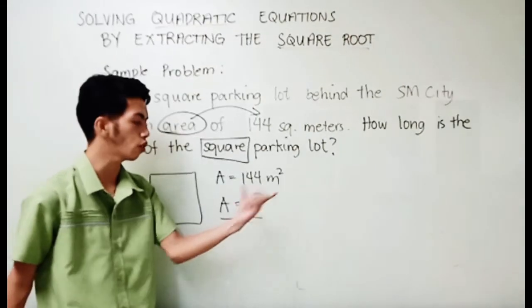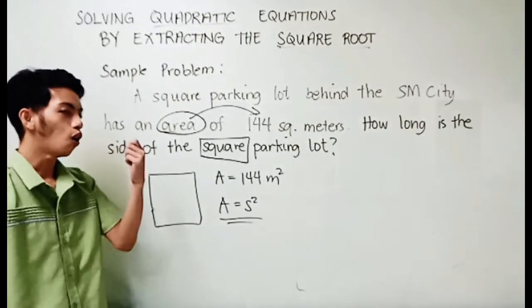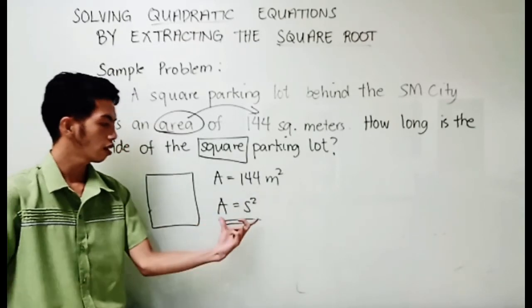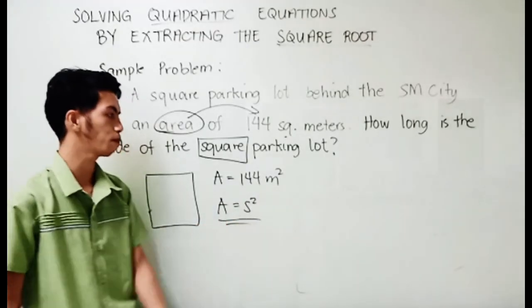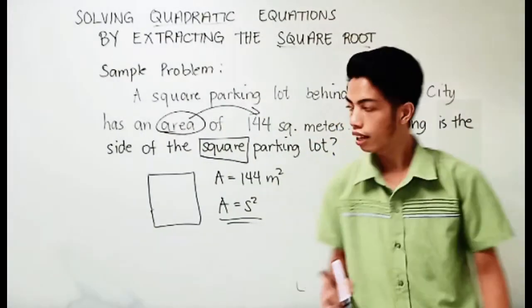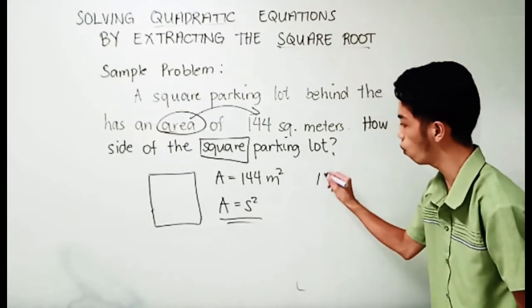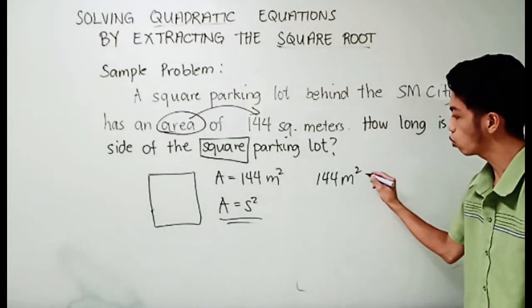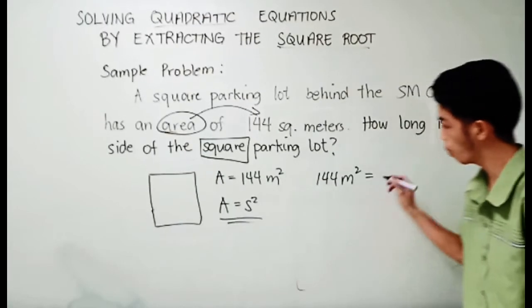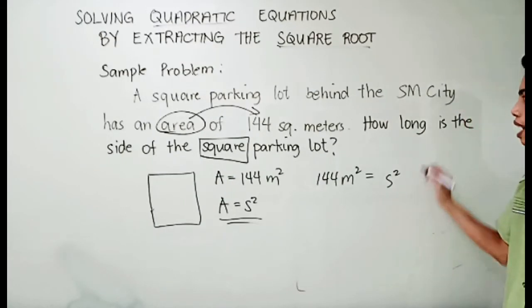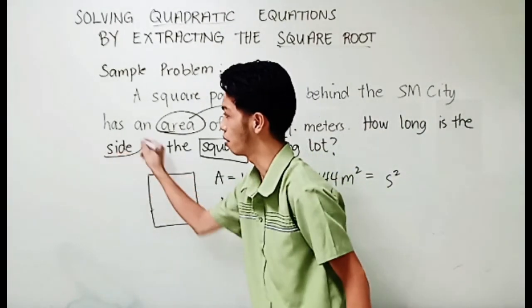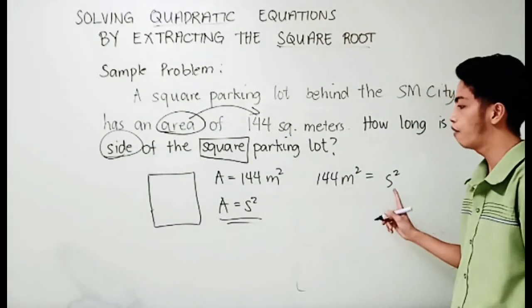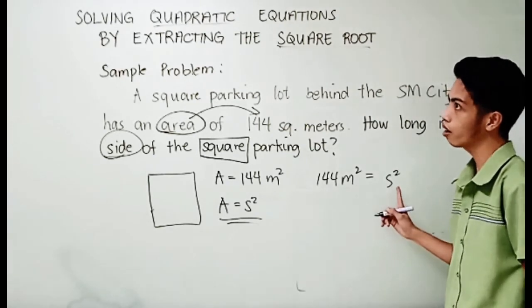Okay, all we need to do here is substitute the value of the area given that we have the formula. Okay, the area is 144 square meters. That will be equal to S squared. Ano bang nawawala? The side. So, hahanapin natin yung value ng S. Okay? Value ng S. Okay.